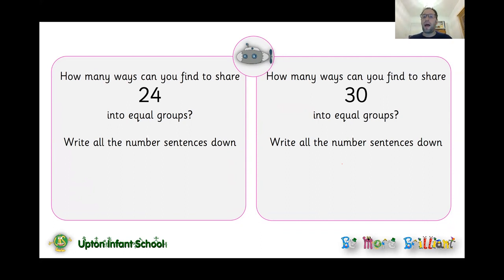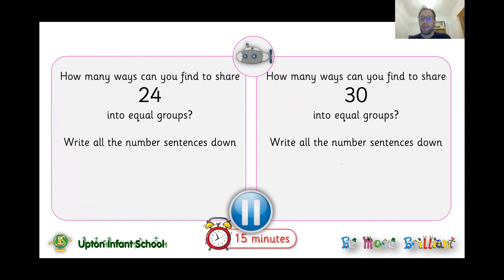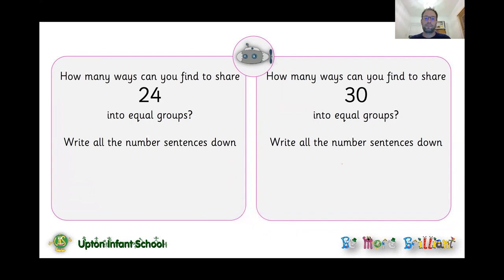And then the other one, how many ways can you share 30 into equal groups? And again, write all the number sentences down. So again, I'm giving you about 15 minutes for this challenge. Good luck, everybody.